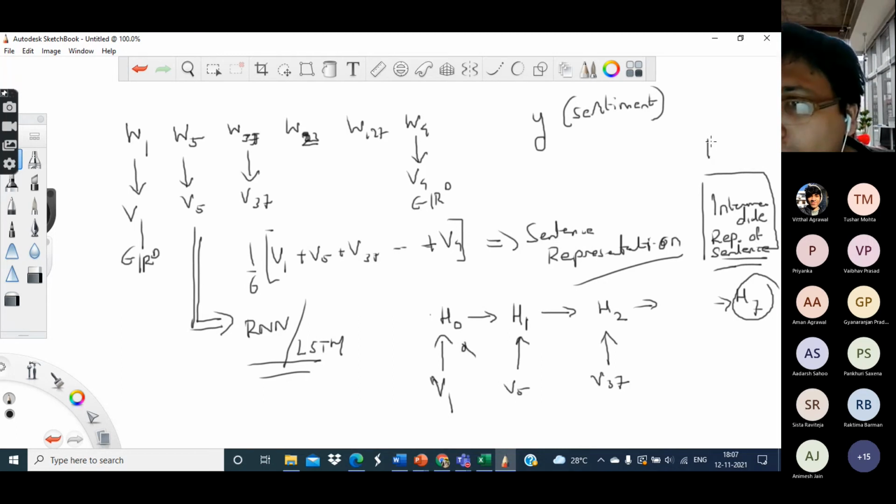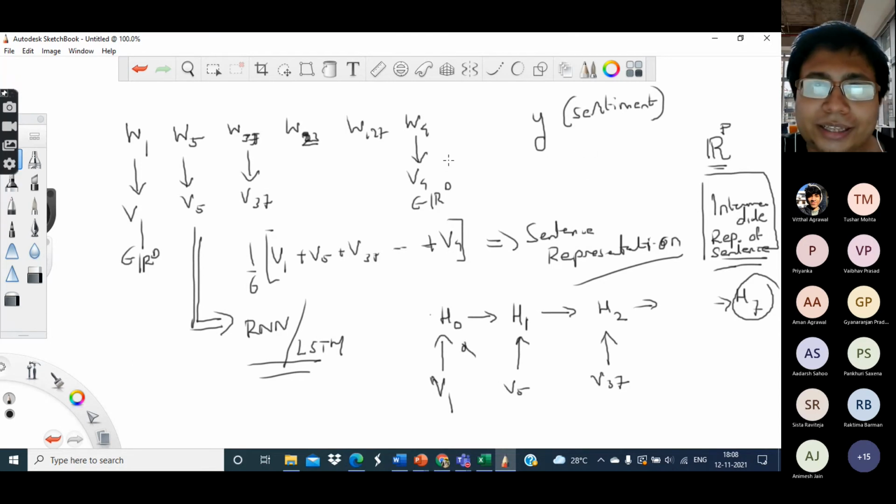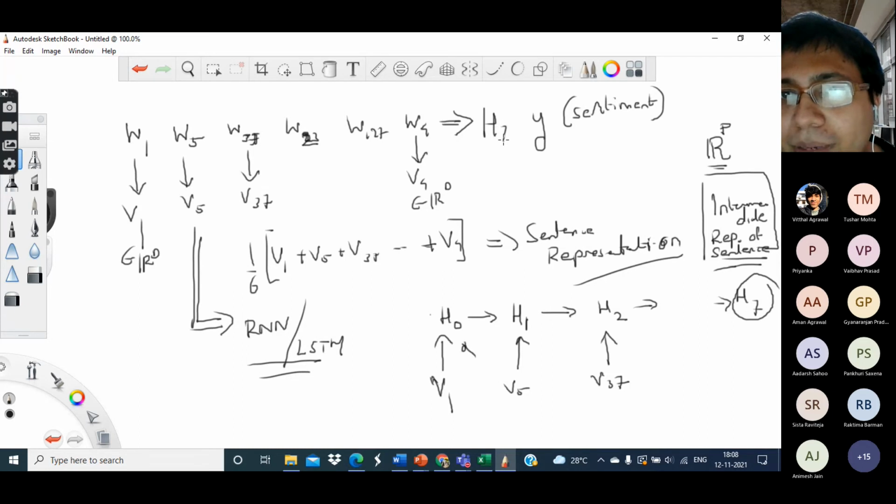Just for the sake of it, let us say that this is in R^p. That is, it's a p-dimensional vector. I'm not saying that this is what it should be, this is what it can be. It need not even be a vector. It can be a matrix or something higher dimensional also. So then what happens is that you have replaced this whole sentence by this H7, which is a p-dimensional vector, and along with it you have the sentiment y.